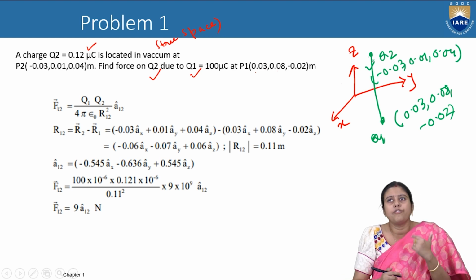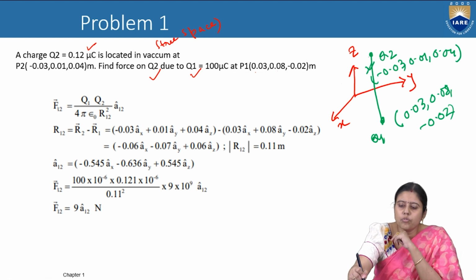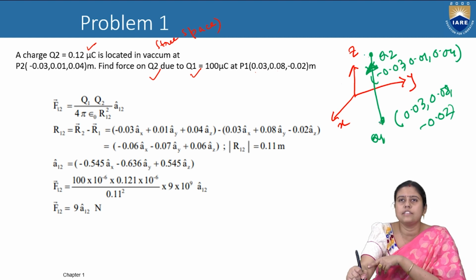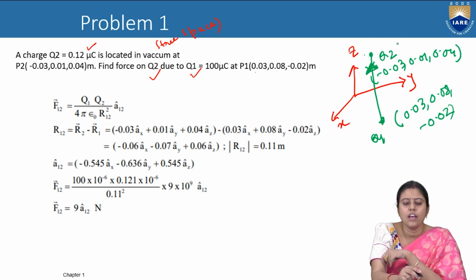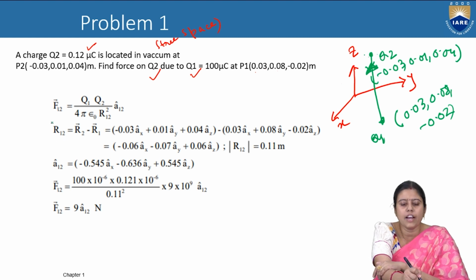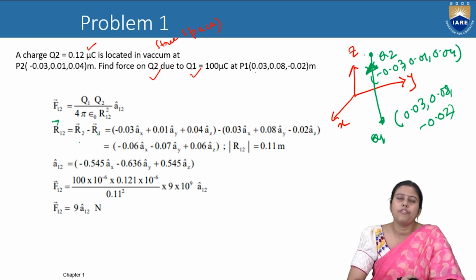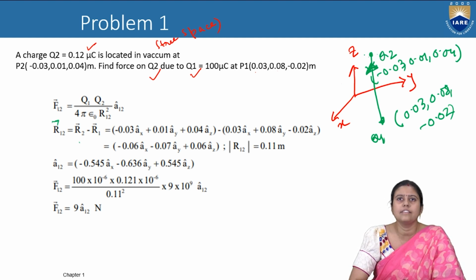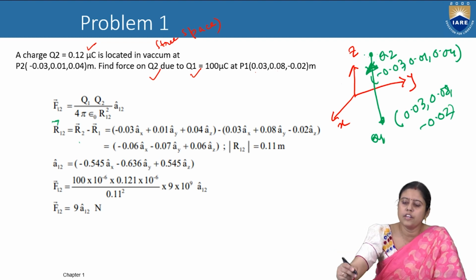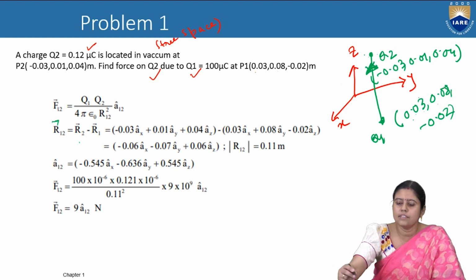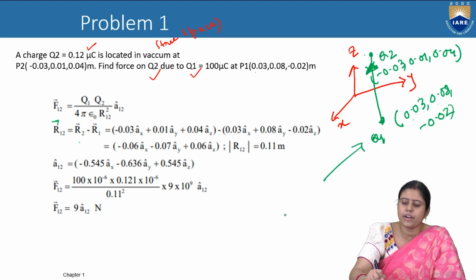First we have to calculate the distance between Q1 and Q2, since we need the force on Q2 due to Q1. The direction of R12 will be from 1, the starting point, to 2, the end point. So R12 is equal to end point minus starting point. We know from the previous discussion that the line distance is always end point minus starting point. The end point is minus 0.03 ax, minus the position vector of Q1.